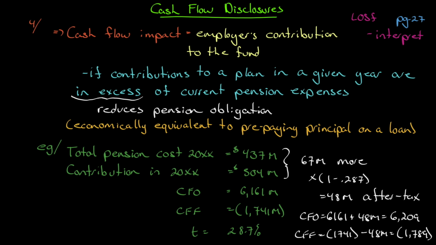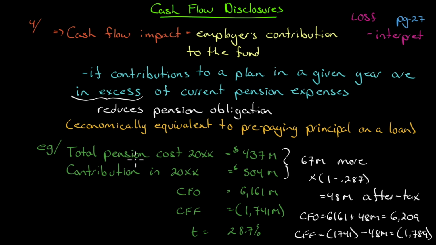So let's just have a look at an example here to see what effect it would have on cash flow from operations and cash flow from financing, because if we're making the cash contribution that's equal to pension expense, then that is rightly classified as an operating cash flow. But if we're making a contribution in excess of the pension expense, maybe that excess is better classified as a financing activity, because it's economically equivalent to prepaying principal on a loan. If we did prepay principal on a loan, that would be a financing activity, right?